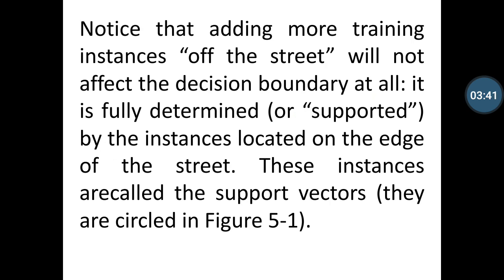You can notice that adding more training instances off the street will not affect the decision boundary at all. It is fully determined, or supported, by the instances located on the edge of the street. These instances are called the support vectors. They are circled in figure 5.1.